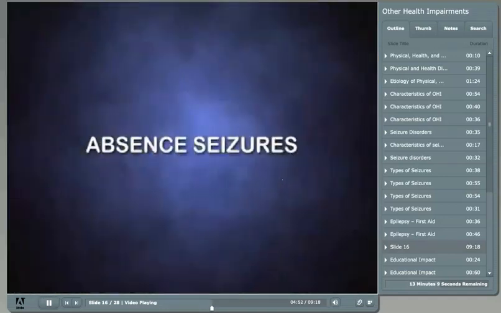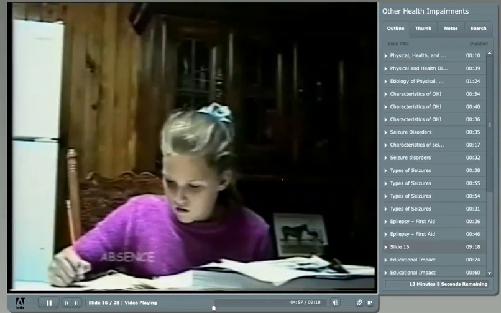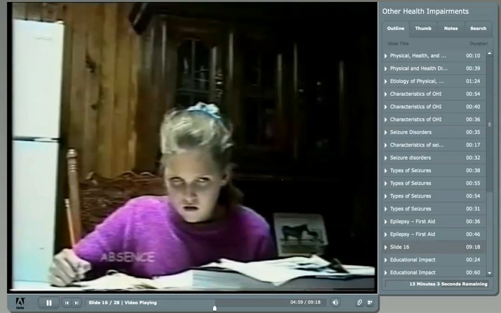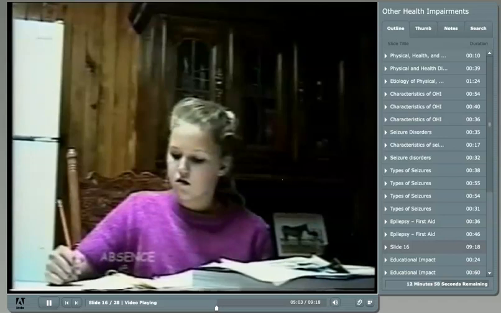Absence seizures. Watch this 7-year-old as she does her homework. While writing out her assignments, her hand suddenly stops. She looks up and briefly stares into the distance.